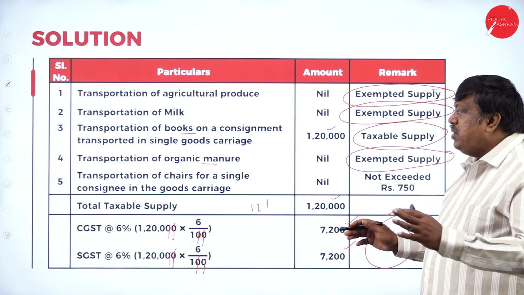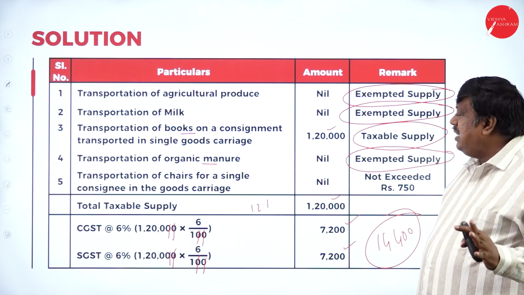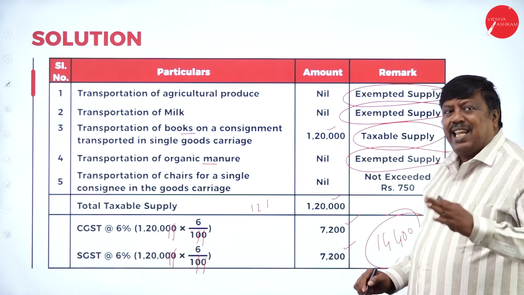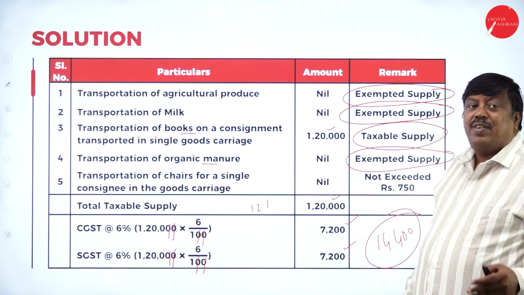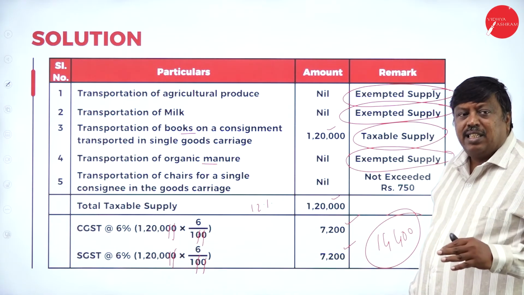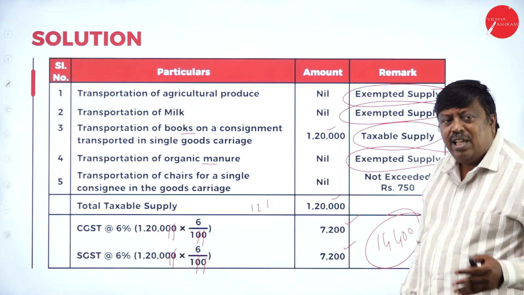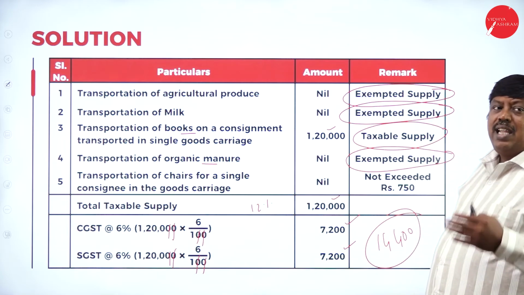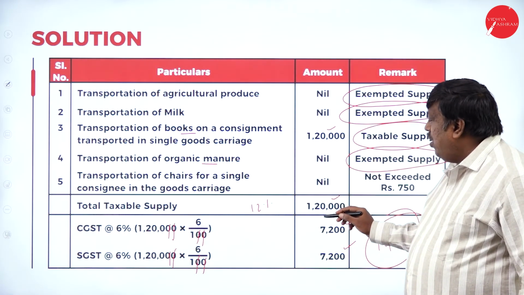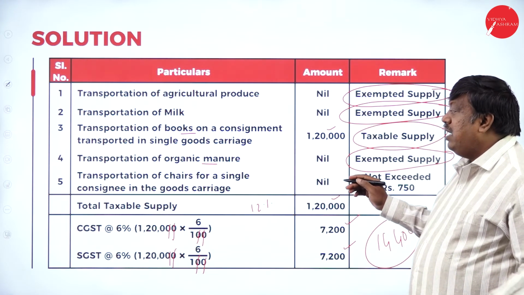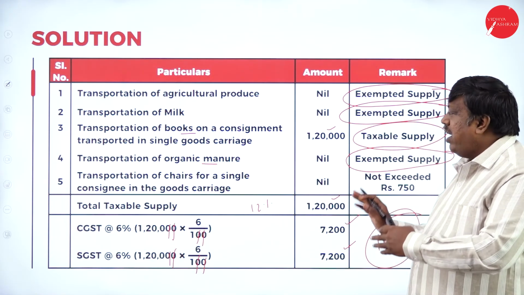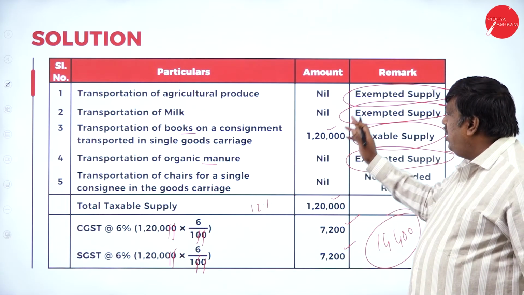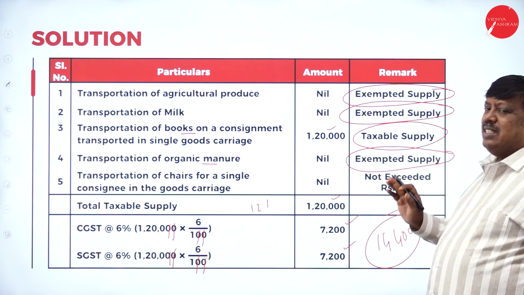Agricultural produce is exempted, transportation of milk is exempted, organic manure is exempted, and any goods carriage when we are transporting goods, if it is less than 750, that is exempted. If it is above 750 only, we are going to consider it as a taxable supply. Okay, this is the concept we had, and it is a problem for 10 marks. Go through this one, understand and write. Only for one I have to make the calculation, and the remaining are all exempted.